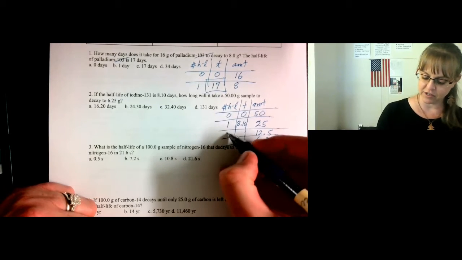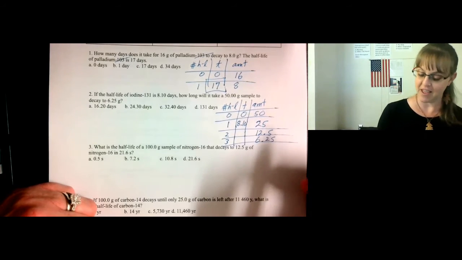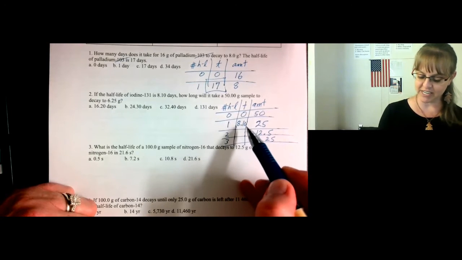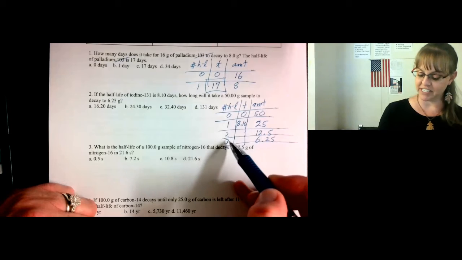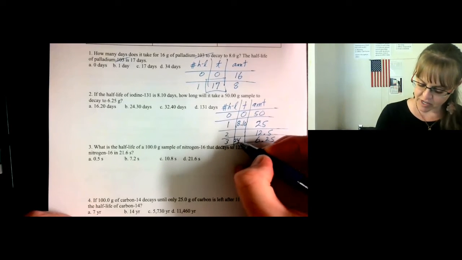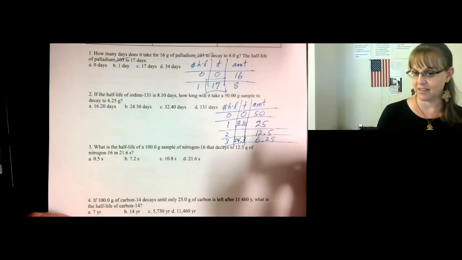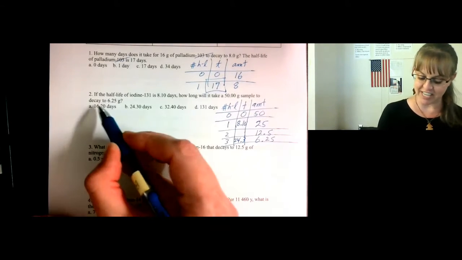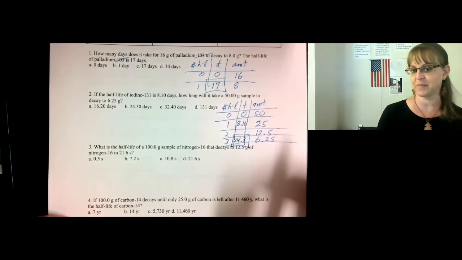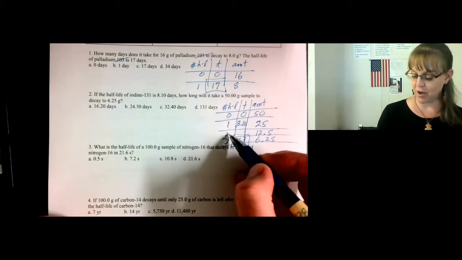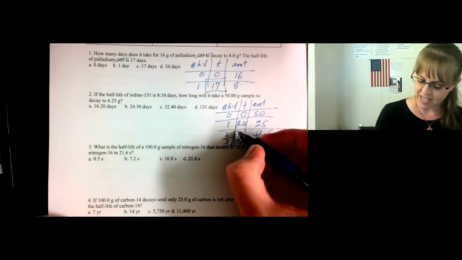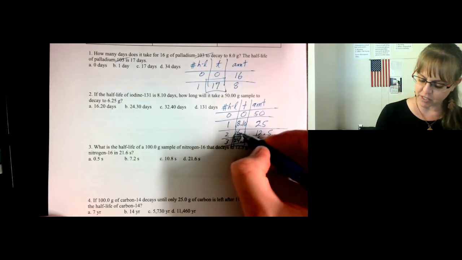0, 1, 2, 3. Now, how much time did it take? Well, 1 half-life is 8.10 days. 8.10 times 3 will give you your answer. So that's 24.3. That's how long it will take to get down to 6.25 grams, so that is our final answer. By the way, if you wanted to know how long 2 half-lives was, you would say 8.10 times 2, and you would get 16.2.